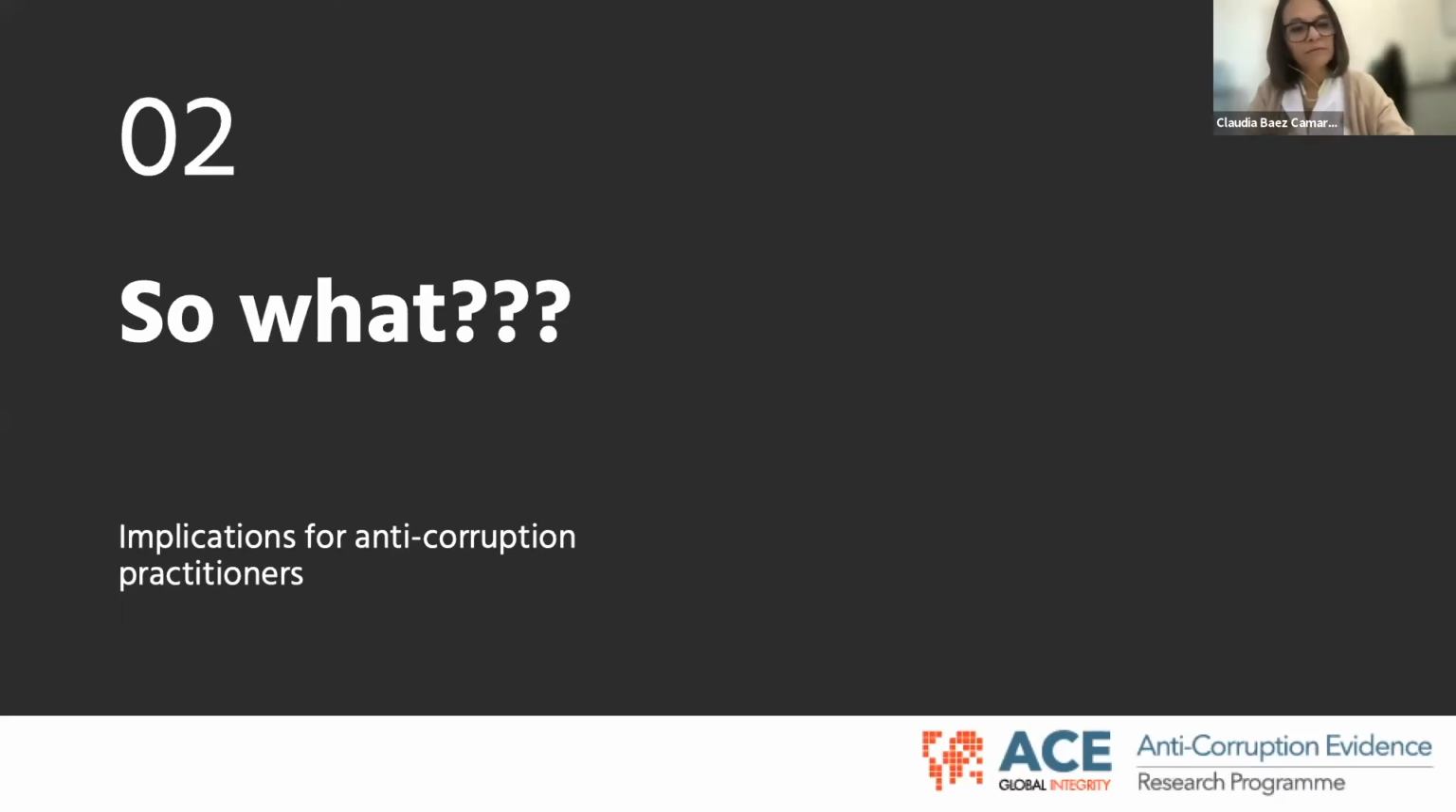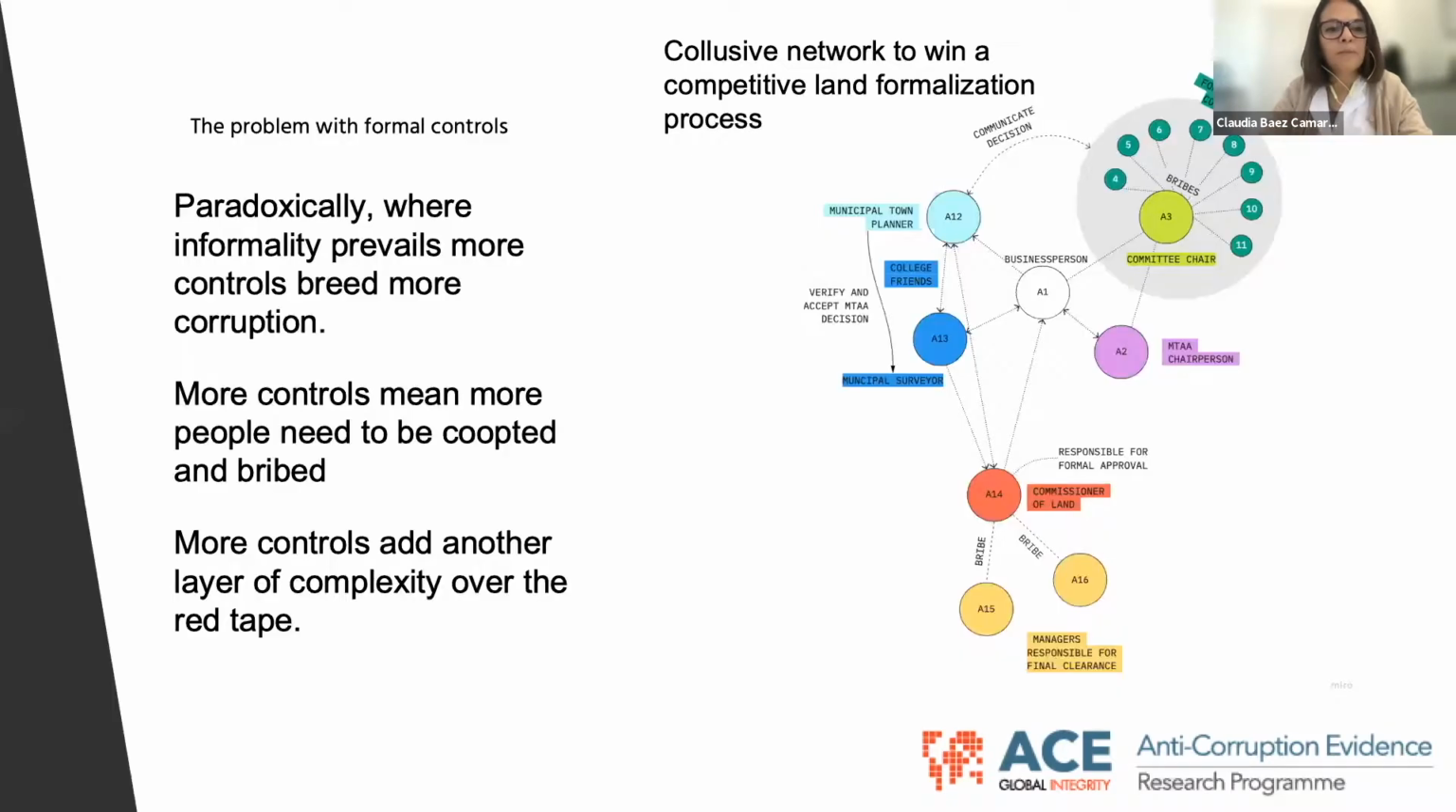So what? This is the proverbial question. This is all very nice and interesting, but what are the implications for anti-corruption practitioners of all of this? One of the striking findings is that, paradoxically, where informality prevails, more controls might breed more corruption. This network visualization here clearly shows why.